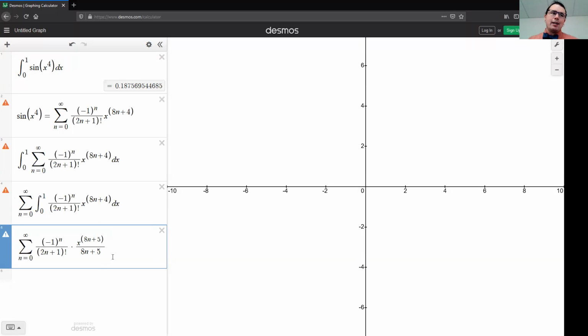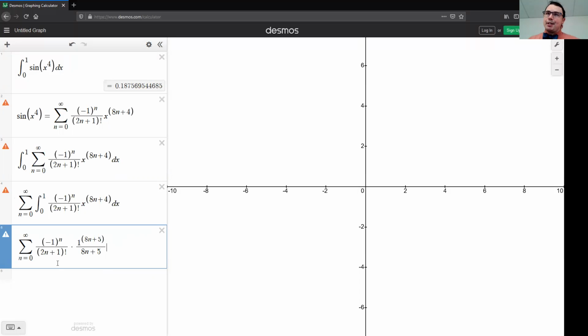Now this all has to be evaluated still. I have to plug in my 1, and I have to plug in my 0, and I have to subtract. Well, when I plug in 1, I'll just have 1 to the power 8n plus 5, which is 1. And when I plug in my 0, I'd have to subtract the same fraction, but with numerator 0 to the power 8n plus 5. Oh, well, that's just 0. Cool. So this sum right here should give me the value of this integral.